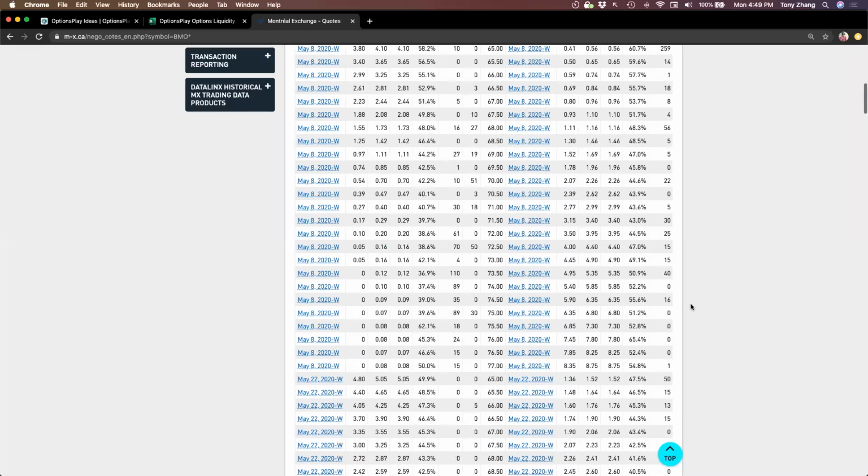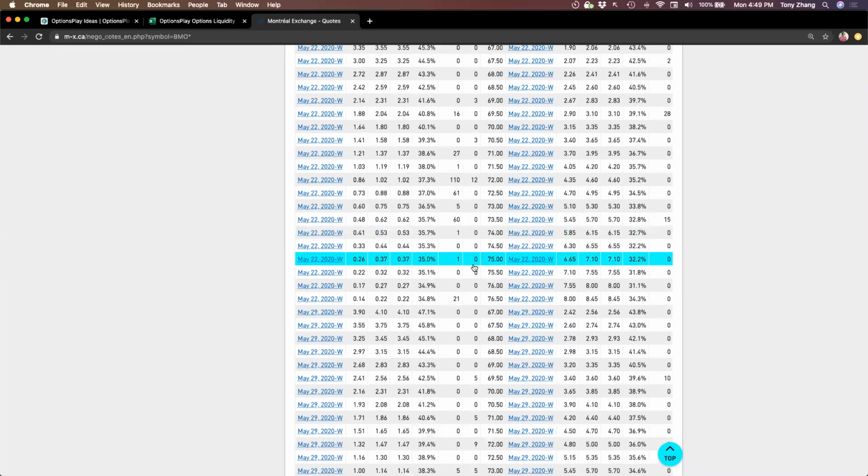Don't be scared that if you're trying to sell, let's say, a covered call here on BMO, and you determine the best strike for you is the 74.5s, and you see that there's 0 open interest, don't be afraid to place that order. Just because you're the only one trading the 74.5s doesn't mean anything from a liquidity perspective.